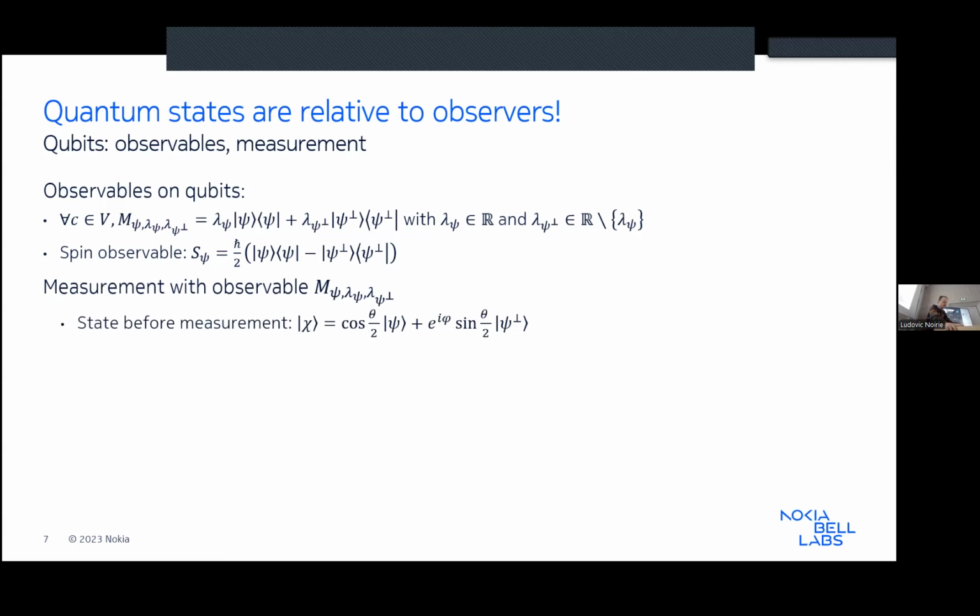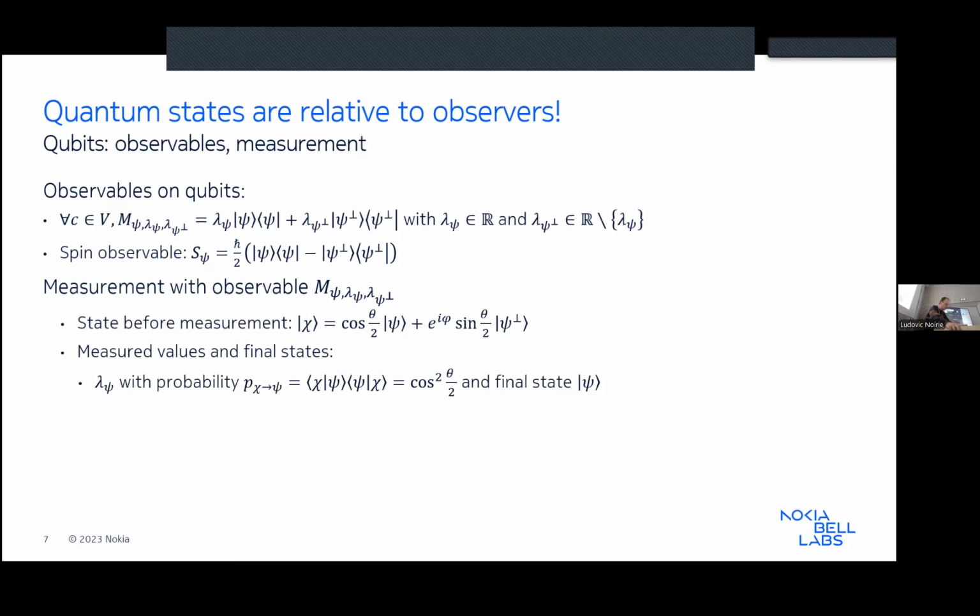The state before the measurement is any state that I wrote here, chi. We say key or chi in English, I have a doubt, I don't know. Chi, which is expressed here in the basis psi, psi orthogonal. The measured value and final state are the following. The measured value is the eigenvalue lambda psi with probability the square of the Hermitian product. Here you have the Hermitian product and the conjugate of the Hermitian product, so we have something that is real.